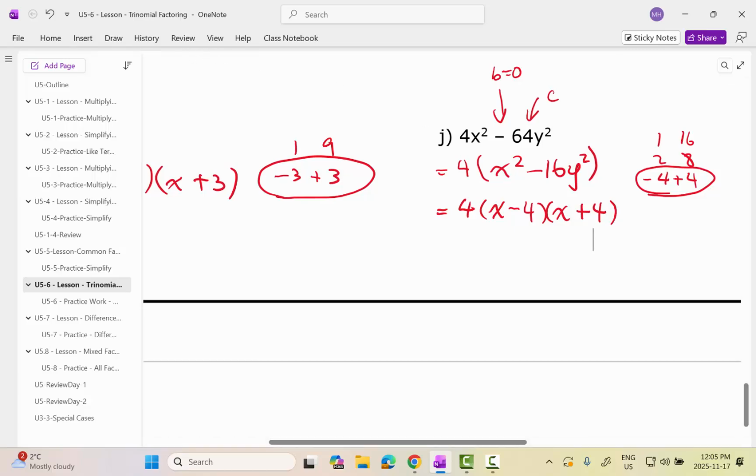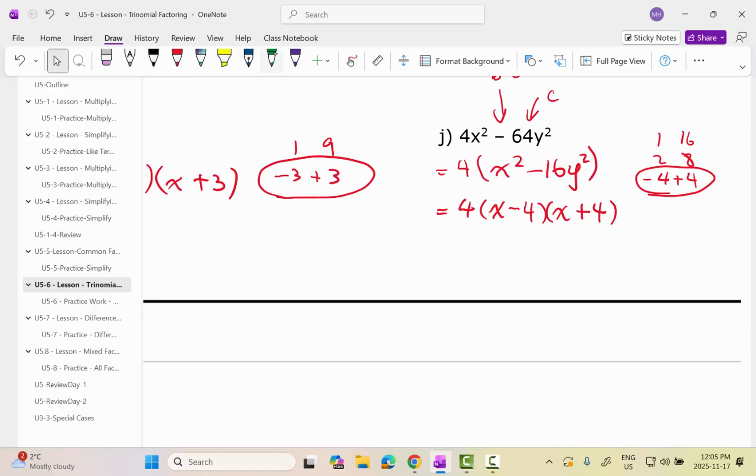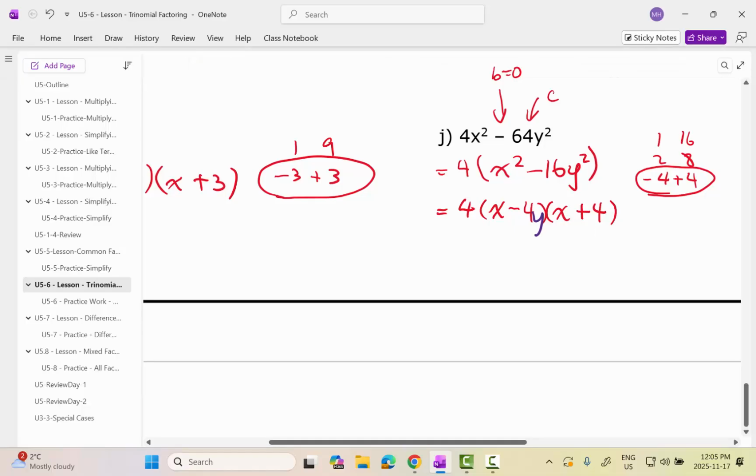Okay. All right, well, that's the end of the lesson. Hopefully you understood everything. Oh, yes, thank you. We forgot the y's. So don't forget the y's there. So y and y to get y squared.